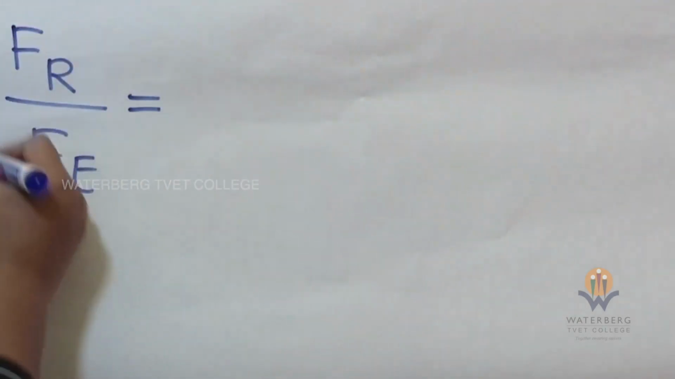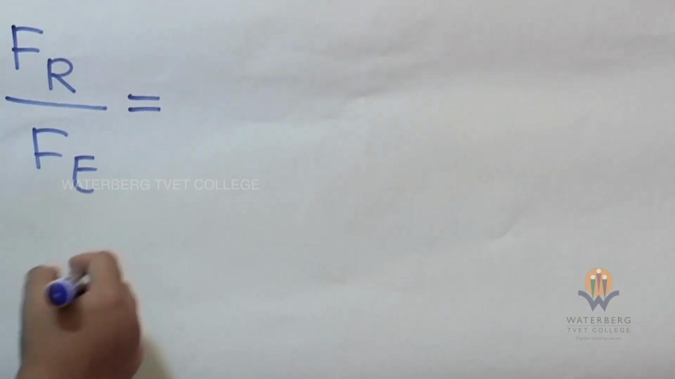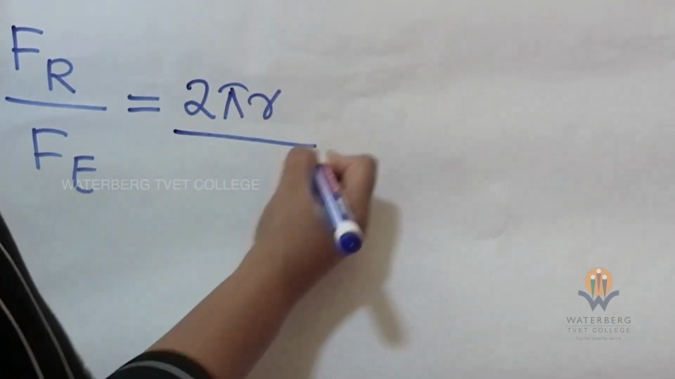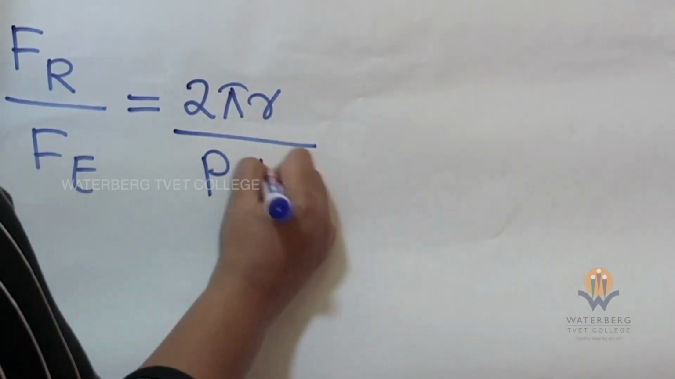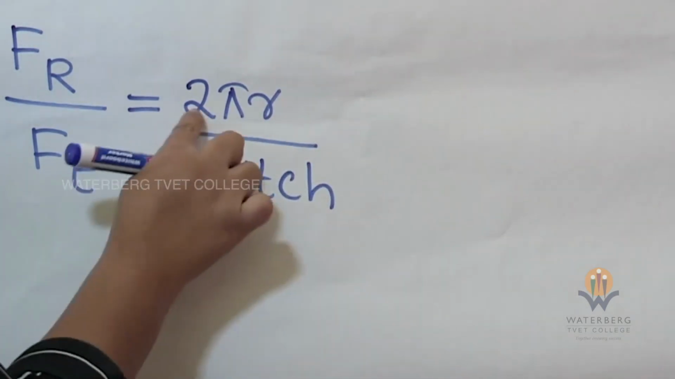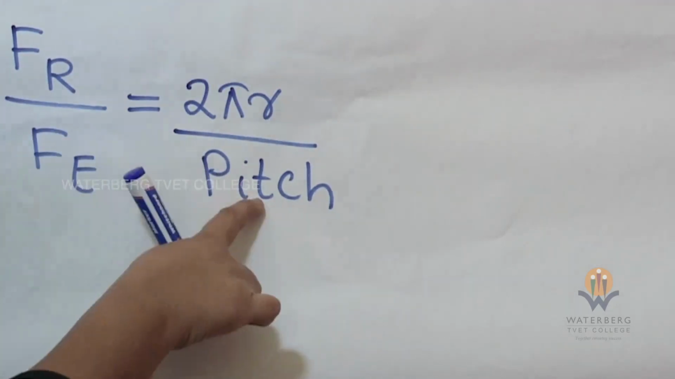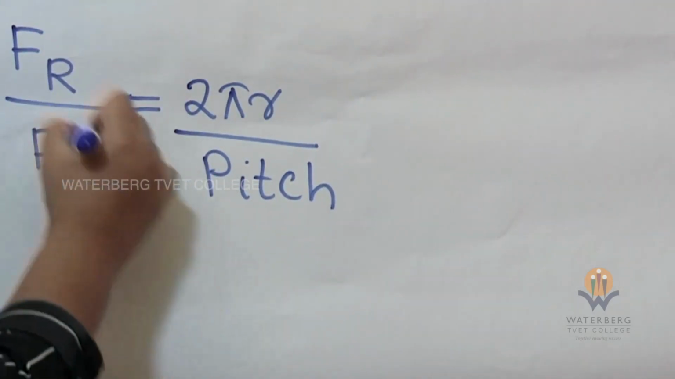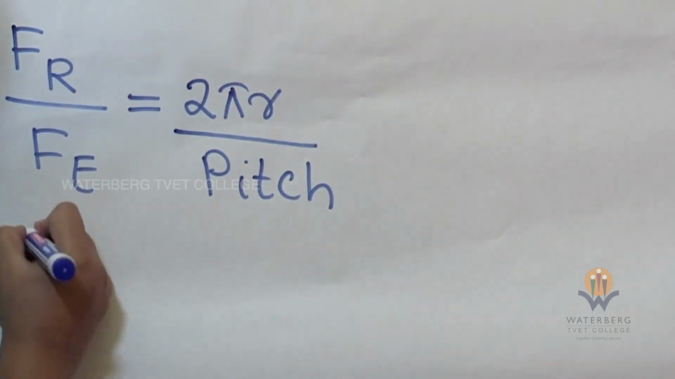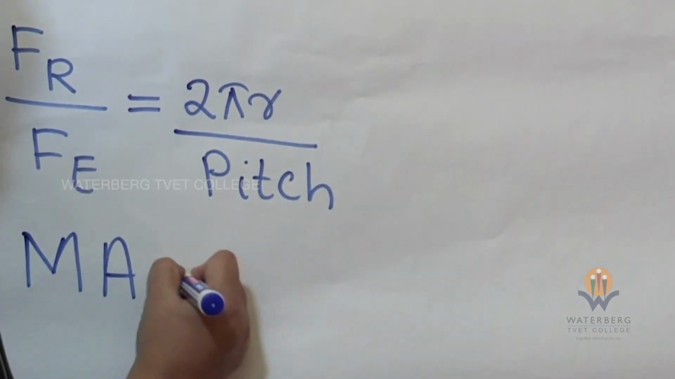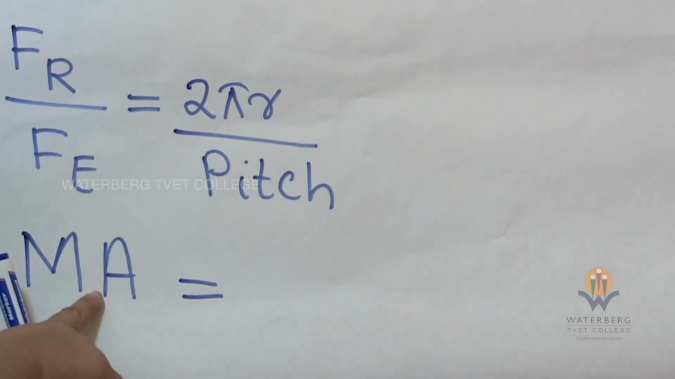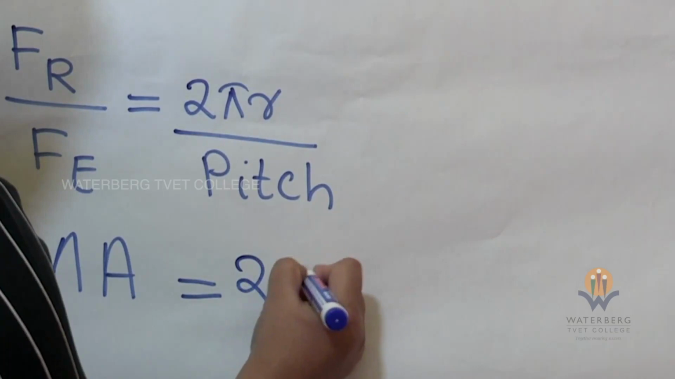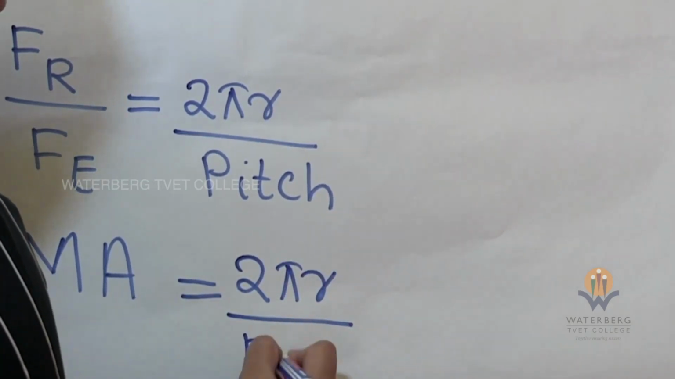Now we can write the formula as Fr over Fe equals 2 pi r over pitch. If we cross multiply, Fe times 2 pi r gives Fr times pitch. So our formula is right. Resistance force over effort force, which we call mechanical advantage. So the mechanical advantage of a screw is equal to 2 pi r over pitch.